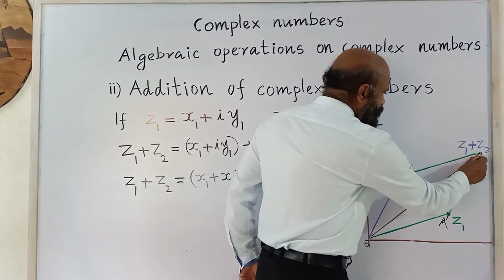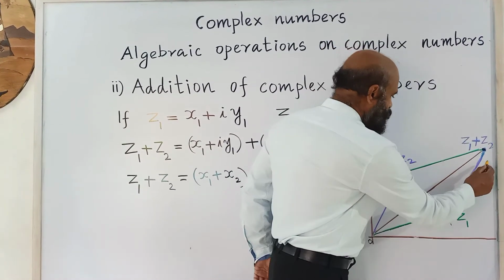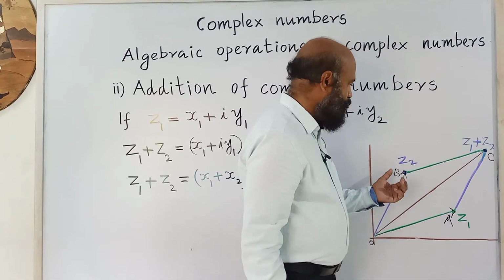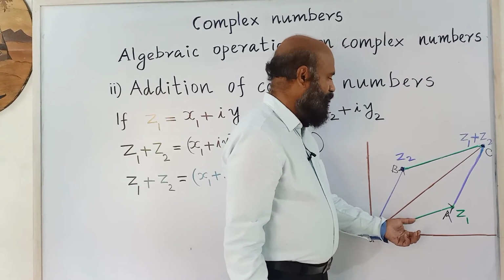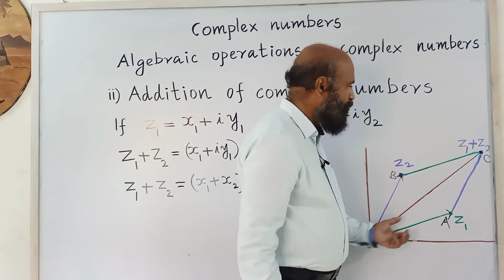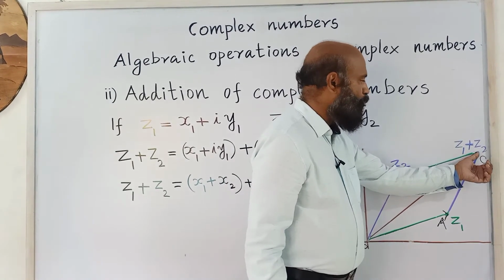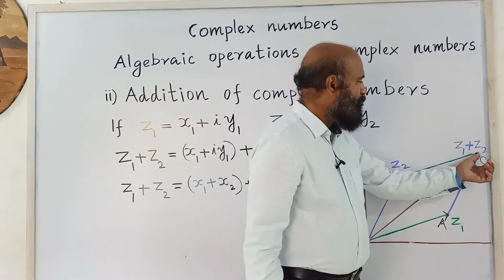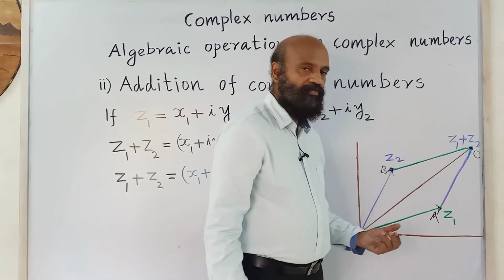Now this point will represent z1 plus z2, or this vector, the OC vector. According to the parallelogram law of vectors, if two vectors are represented by the two sides of a parallelogram, the diagonal will give you the resultant. So you can apply the parallelogram law of vectors. If this is representing z1 and this is representing z2, z1 plus z2 is represented by this point or this vector, the OC vector.